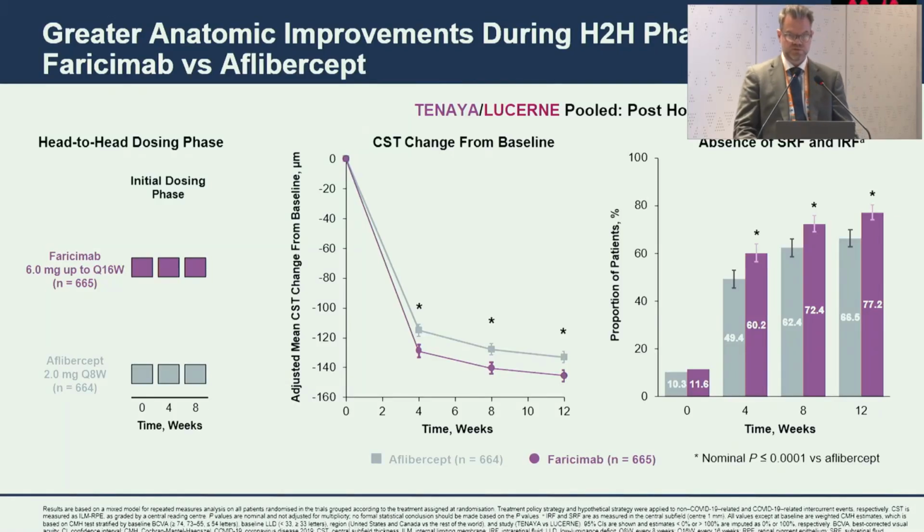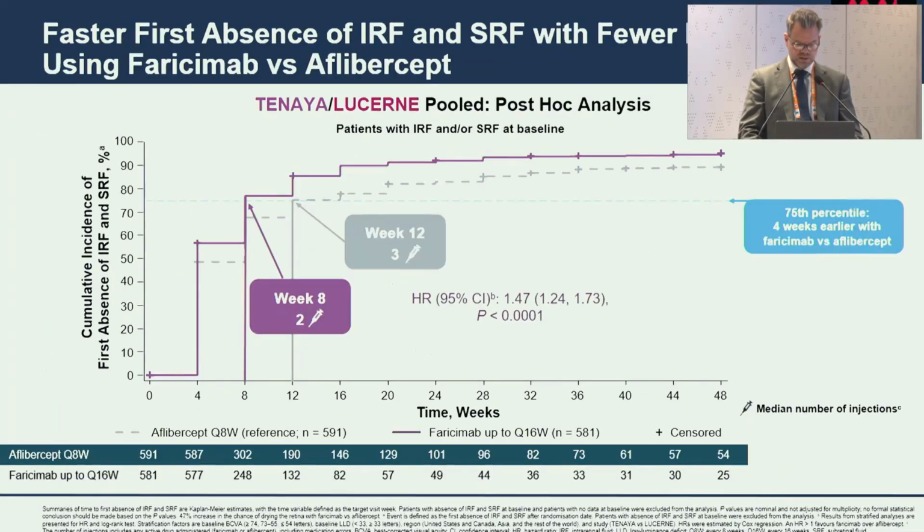And if you looked at the proportion of patients with an absence of subretinal fluid and intraretinal fluid, then that proportion was greater in the faricimab treatment arm as compared to aflibercept at the same time points. If you then looked at the pooled patients and asked the question of how many patients had an absence of intraretinal and subretinal fluid, then reaching the 75th centile was achieved faster in the faricimab versus the aflibercept treatment arm at week 8 versus week 12. And as these patients are on monthly injections, that equates to a difference of 2 injections in faricimab versus 3 injections in the aflibercept treatment arm.